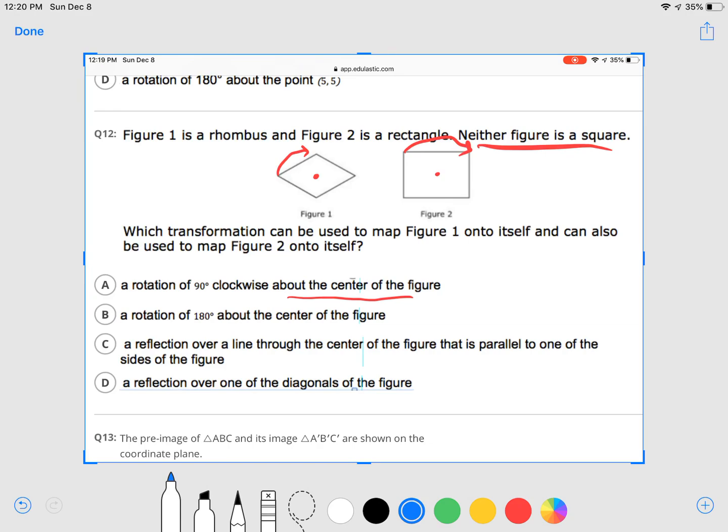Figure 1 seems to be a rhombus. So, if you rotated it 90 degrees, it would end up looking upright. Okay, so it won't really land on top of itself. So it doesn't work for the rhombus.